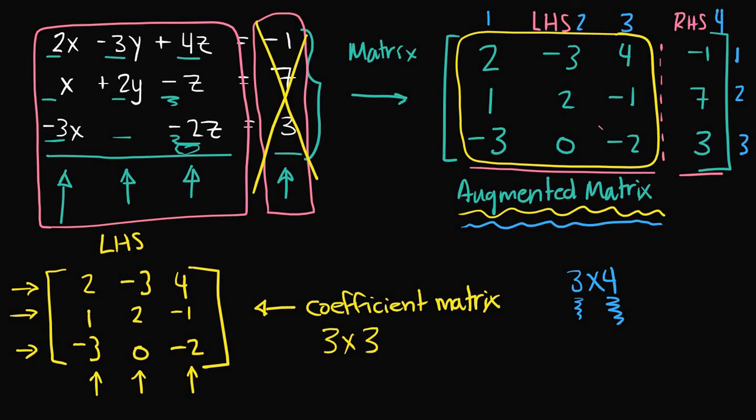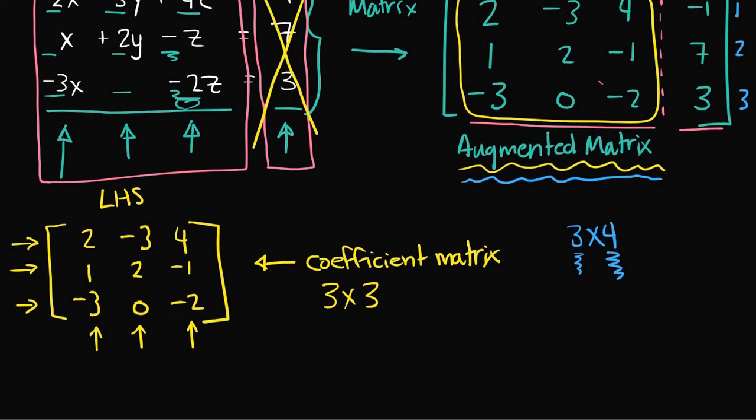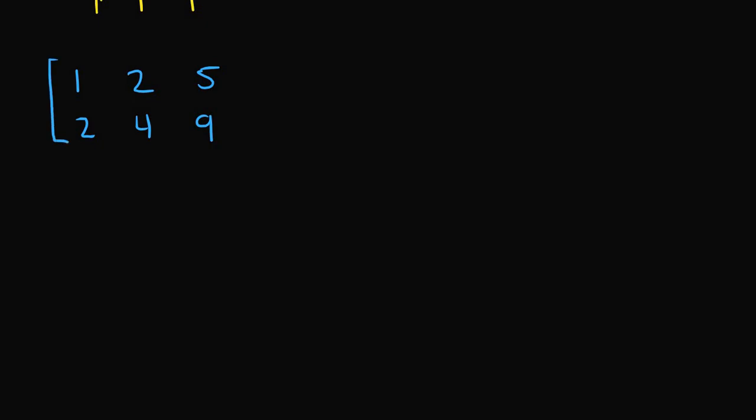So when we're trying to determine the size of any matrix, we simply count the number of rows and count the number of columns, and that gives us our matrix size. So let me scroll down here and we can actually do a few examples of determining the matrix size. So let's say I had a matrix 1, 2, 5, 2, 4, 9. Let's say I had this matrix.